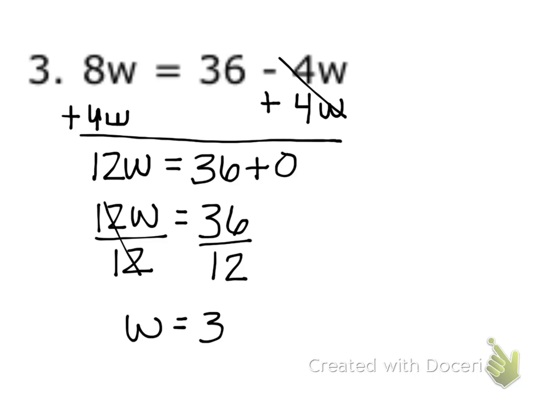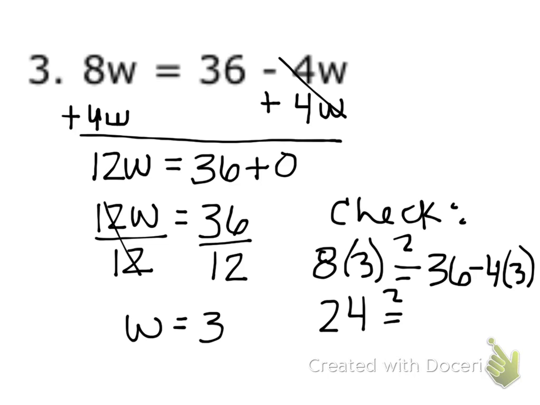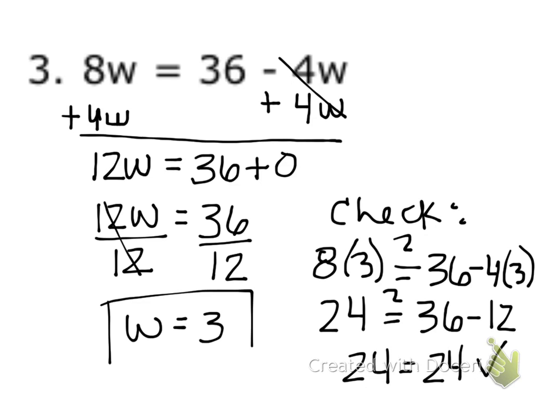If I want to check my work, I would do 8 times 3, and I'd be asking myself, does that equal 36 minus 4 times 3? 8 times 3 is 24. Does that equal 36 minus 12? And I would get 24 equals 24, which tells me my answer is correct.